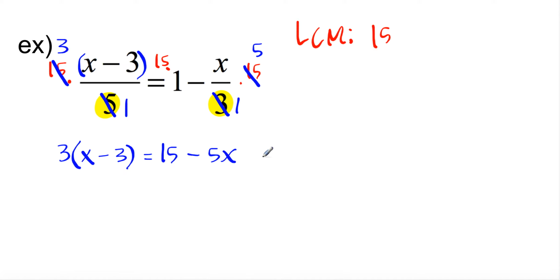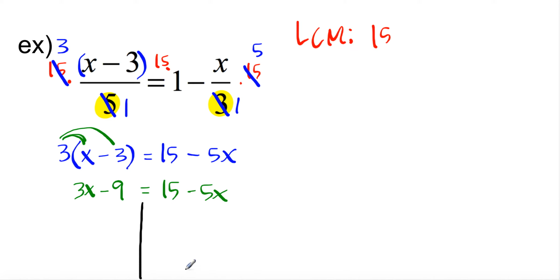Now this is the tricky piece here on this one, and the ACT likes to use examples like this. What you have to do with that x minus 3 is think about it as the one quantity, because our next step would be to distribute. So we have to get rid of those parentheses first. 3 times x is 3x minus 3 times 3 is 9 equals 15 minus 5x. All right, we've got variables on both sides, so we are going to draw our line.